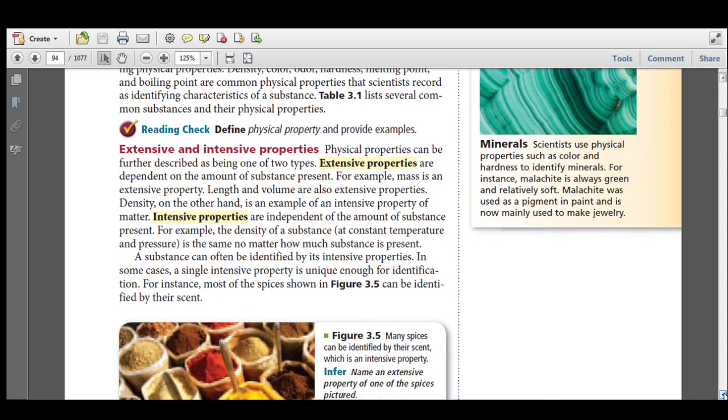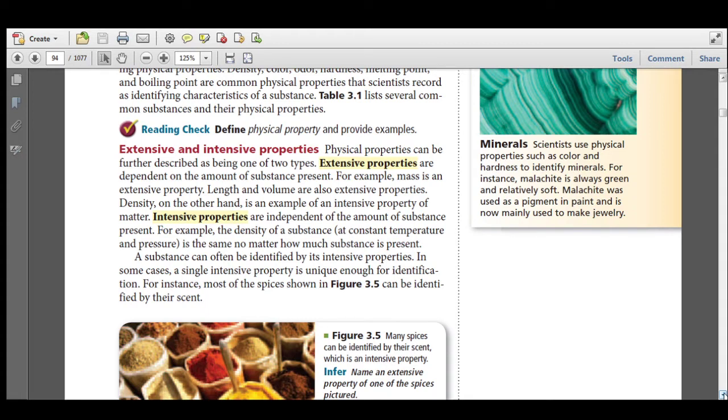Physical properties can be further described as being one of two types. Extensive properties are dependent on the amount of the substance present. For example, mass is an extensive property. Length and volume are also extensive properties. Density, on the other hand, is an example of an intensive property of matter.